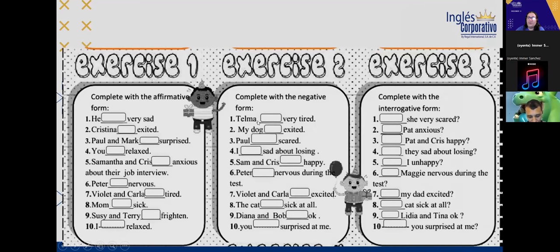Watching. Wasn't very tired. My dog wasn't excited. Paul wasn't scared. I weren't happy. I weren't. Is that correct? I wasn't happy. I wasn't sad about losing. Yes. Sam and Chris weren't happy. Peter wasn't nervous during the test.